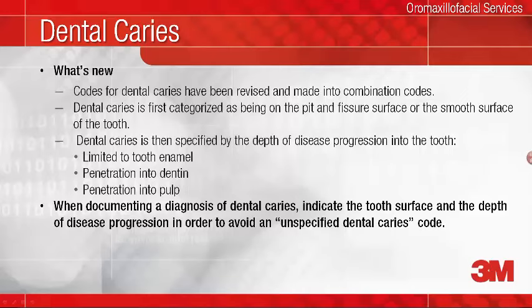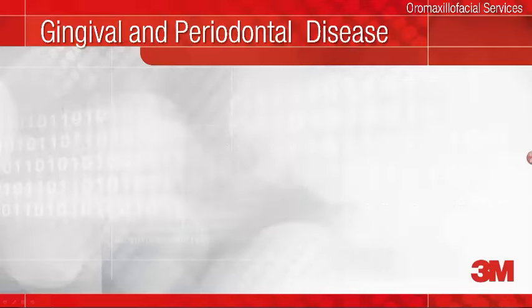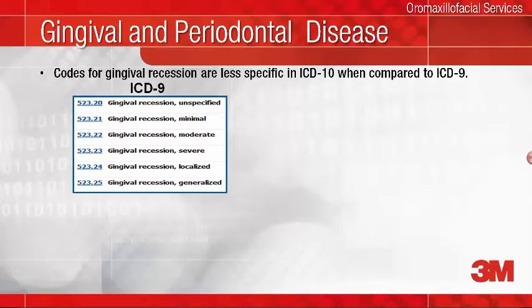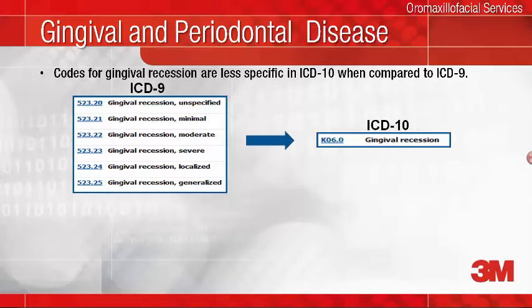Data on dental caries is collected as part of the National Oral Health Surveillance System, which is a subcomponent of the National Public Health Surveillance System. Oral public health initiatives can be designed appropriately when the data collected is accurate and specific. ICD-10 brings less specificity to the codes for gingival recession than ICD-9 did. In ICD-9, there were 6 codes for recession. In ICD-10, there is 1.